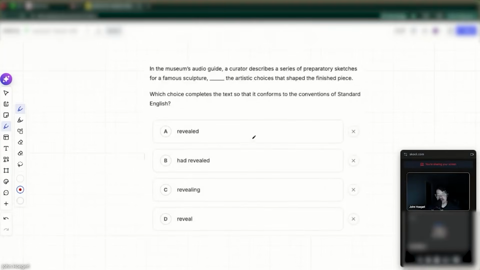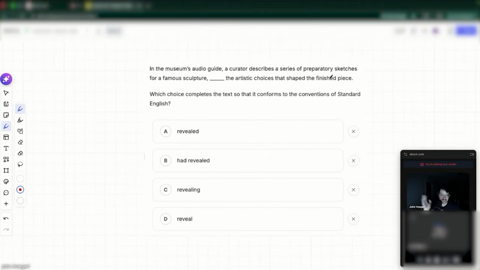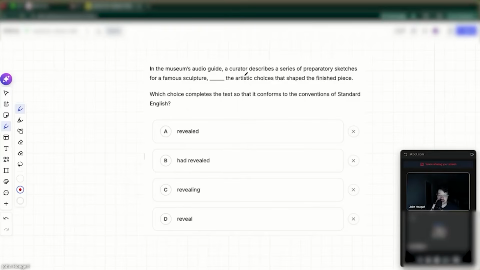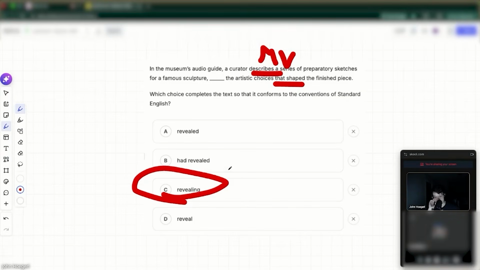One more down here. In the museum's audio guide, a curator describes a series of preparatory sketches for a famous sculpture, the artistic choices that shaped. Looking at the verbs here, museum's audio guide, describes would be a verb. That shaped, okay, automatically not, because we have that. But describes would be the main verb of this sentence because it's the key action. We're saying curator, the thing that the curator does is describe. So describes would be the main verb here. So we have to choose a non-main verb for the answer choice. Looking at these ones again, the only non-main verb would be revealing, because that ends in ing, so that would be the right answer here.